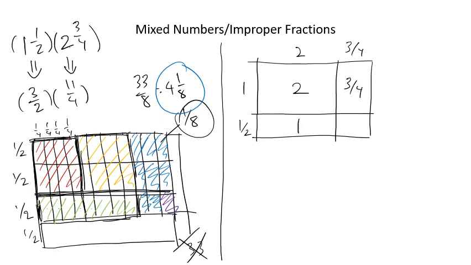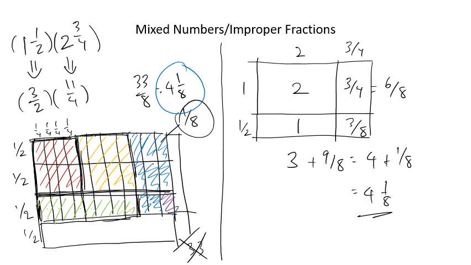2 times a half makes a 1. And then a half times a 3/4, well, we've already done fraction times fraction, so we're just going to bring this back from what we've done already. So this makes 3/8. And so when I add all this together, well, this is 3. This makes 6/8. So this is 3 plus 9/8, which is 4 plus an eighth. Or as a mixed number, we just write that as 4 and 1/8.